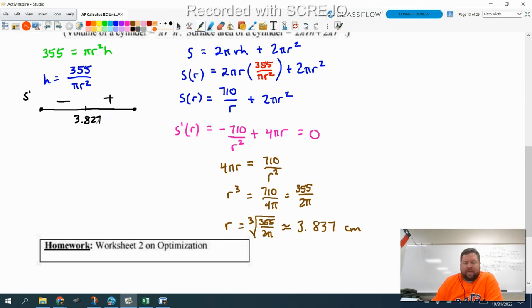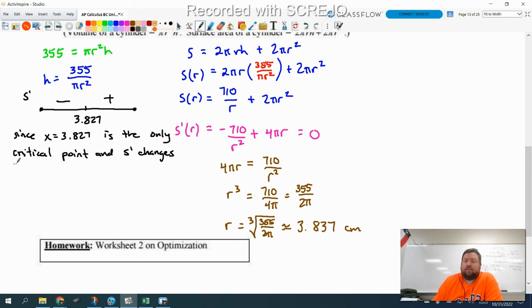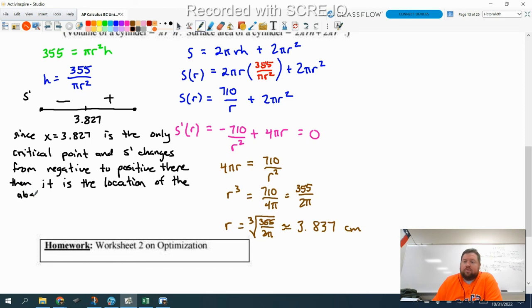We have our minimum happening at this point, so we're going to write it out. Since x equals 3.827 is the only critical point, and S prime changes from negative to positive there, then it is the location of the absolute minimum.